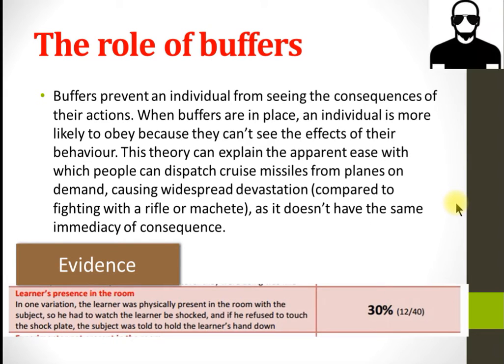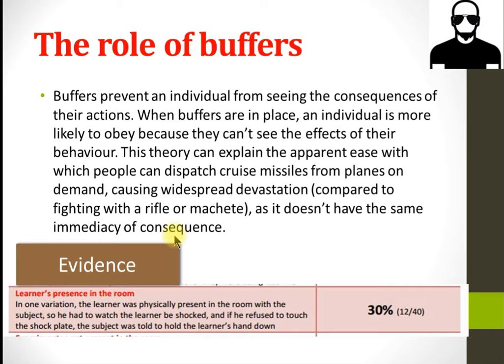The role of buffers. The role of buffers is really important. Is there a buffer between you and the consequences of your action? Think about, for example, firing a missile compared to shooting someone directly. Think about how impersonal drones are at the attack. It's much easier to fly a drone and press a button and kill 100 people than it is to actually do that face to face.